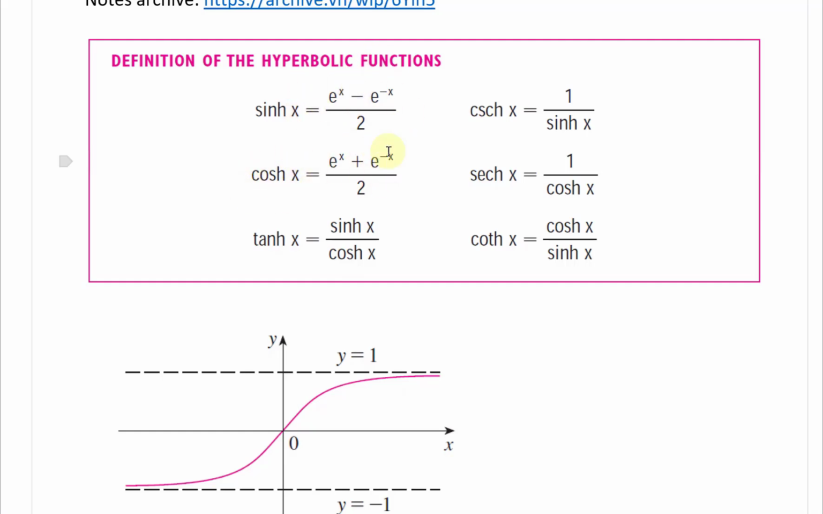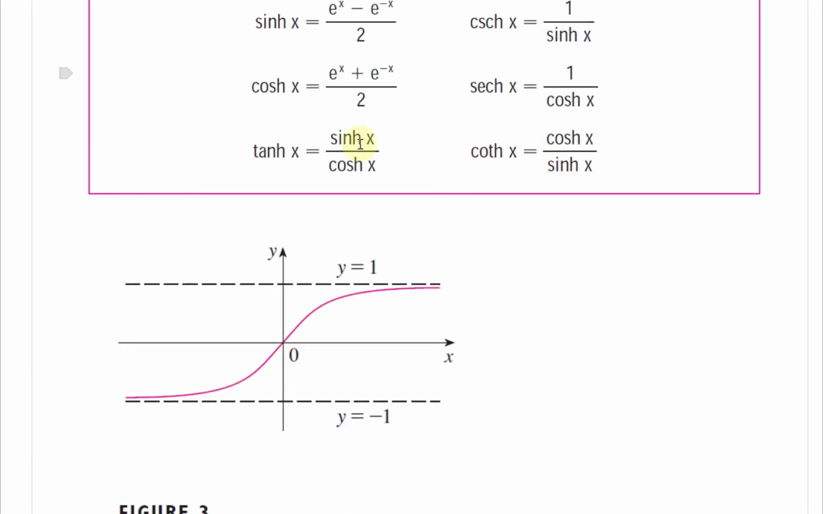Just like basic trigonometry, this is the definition. We start off with sine and cosine, and then the other ones are the same as the basic trigonometric ones. So the cosecant is going to be 1 divided by sinh of x, and this one's secant, 1 divided by cosh of x, and so on. And this is the inverse of the tangent.